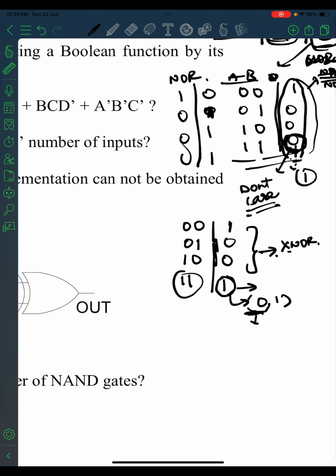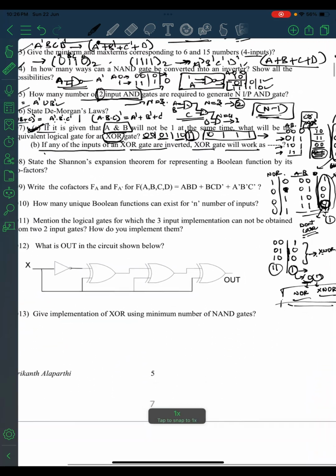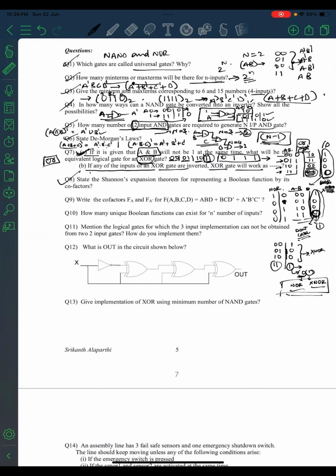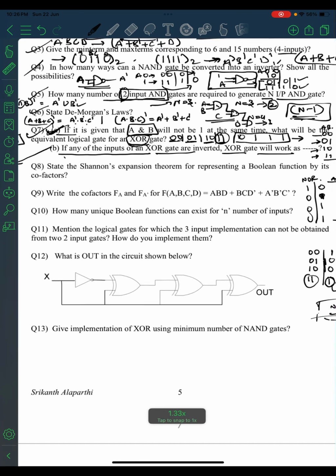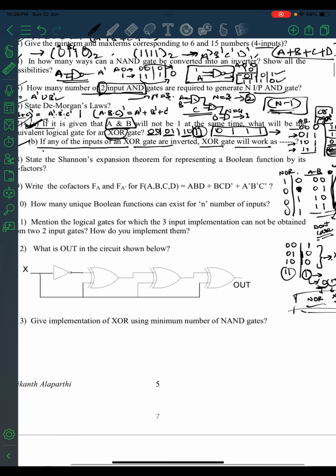So we can consider it as both 0 and 1. For the 0 case, it is NOR. For the 1 case, it is XNOR. So this is the output. This is the answer for this 7th question. Two cases: NOR and XNOR.